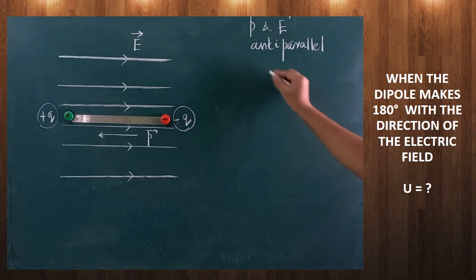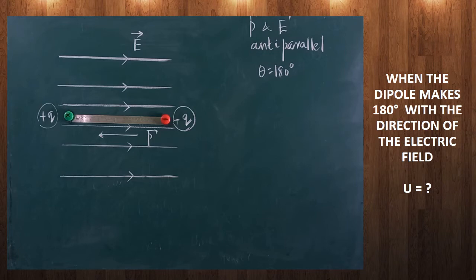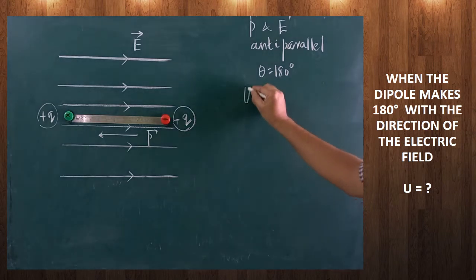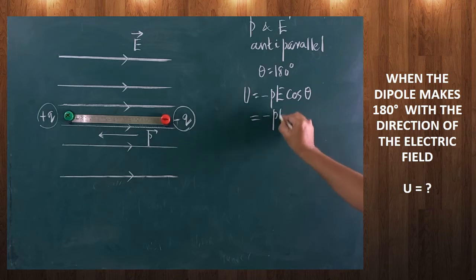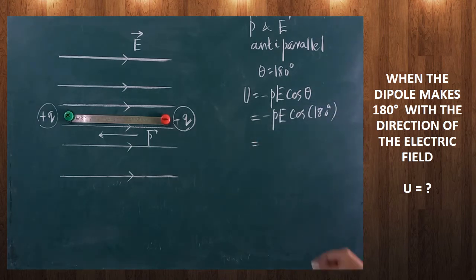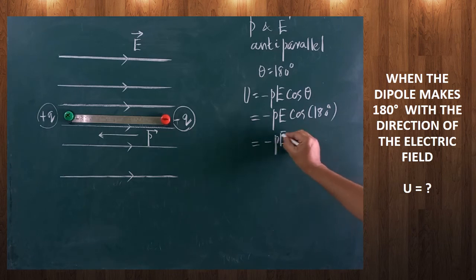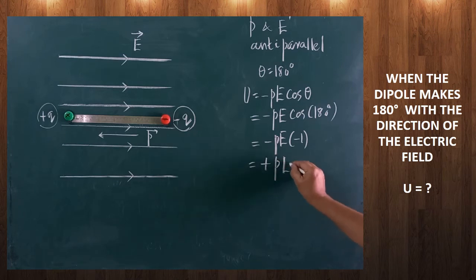So what is the angle between these two? Theta is equal to 180 degrees. Now in this position we have to calculate the electrostatic potential energy stored up in the dipole. What is the formula? U is equal to minus PE cos theta. Next step, substitute: minus PE cos 180. The value of cos 180 is minus 1. Therefore, minus PE times minus 1 becomes plus PE. So this much amount of potential energy will be stored up.